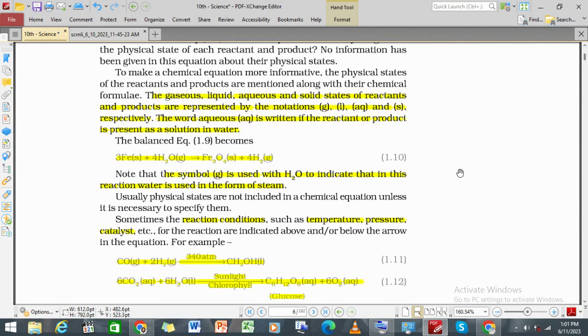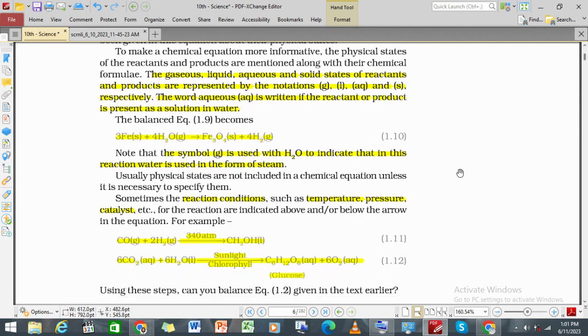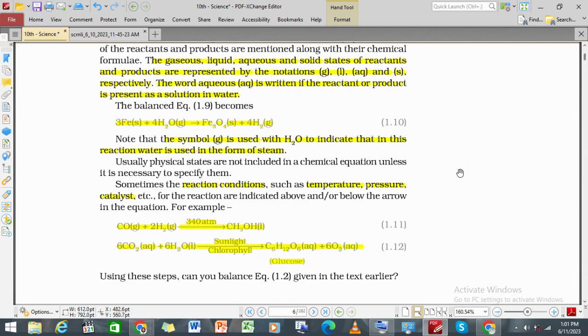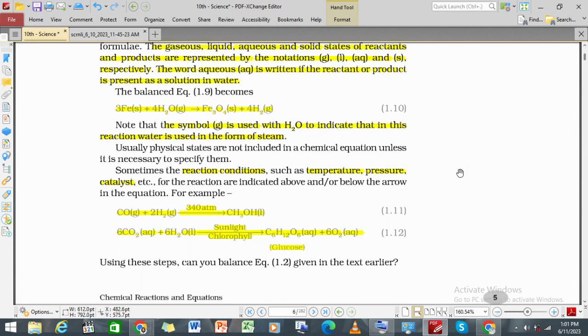Now the gaseous, liquid, aqueous and solid states of reactants and products are represented by the notations g, l, aq and s respectively. That means gaseous is g, liquid is l, aqueous is aq and solid is s. All right, and the word aqueous is written if the reactant or product is present as a solution in water.